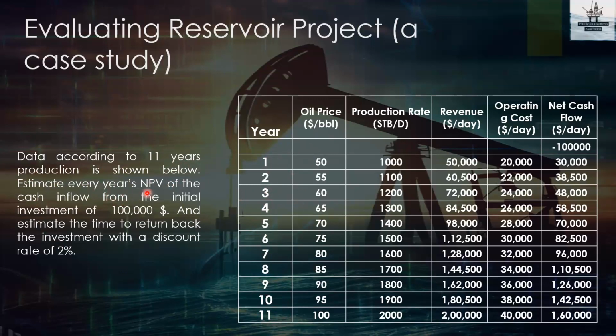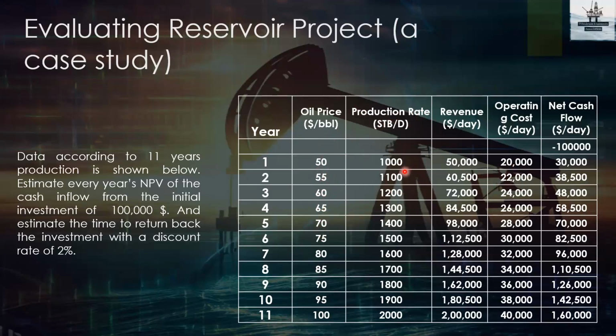Estimate every year's NPV of the cash inflow from the initial investment of $100,000. The initial investment was given as $100,000, and you can see oil prices and production rate here. Oil prices were not the same; they increase every year: 50, 55, 60.